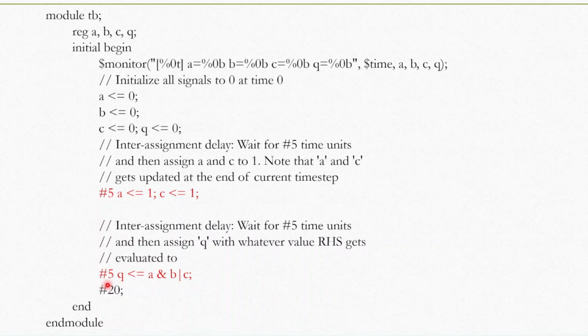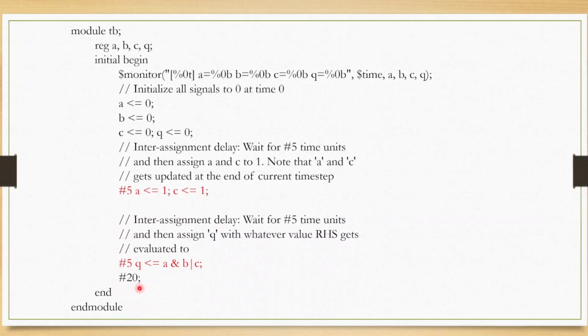Then we write #5 Q <= A & B | C. Similarly, as we introduce delay on the left hand side, it is an inter-assignment delay. It means wait for 5 time units and then assign Q with whatever value the right hand side gets when evaluated. Then we write #20. It means after executing the line, wait for 20 time units.